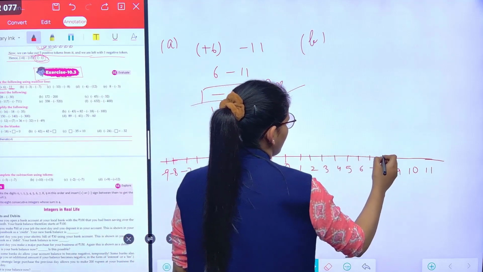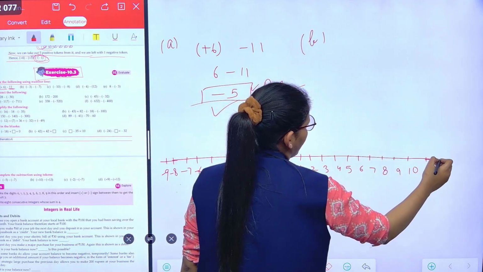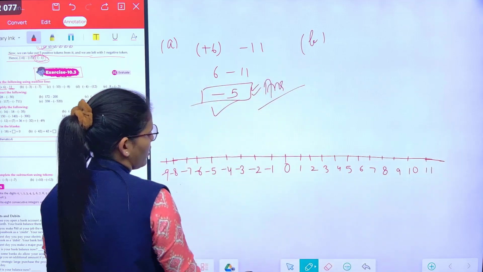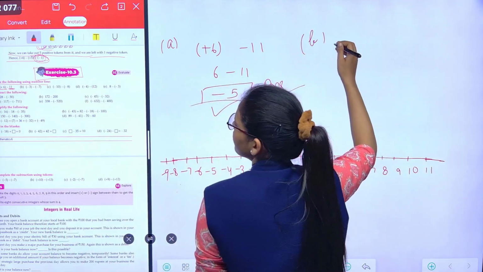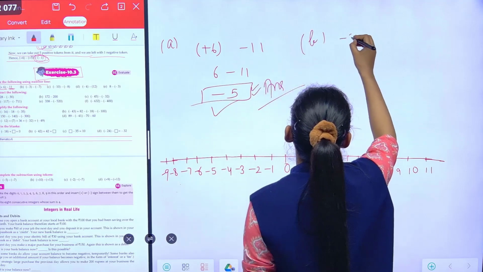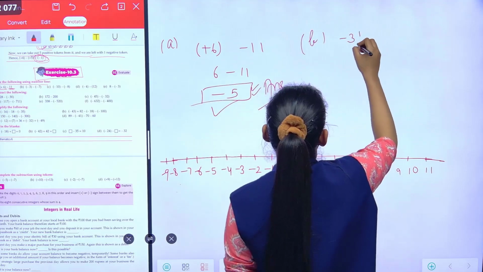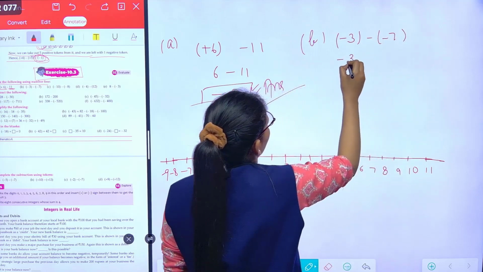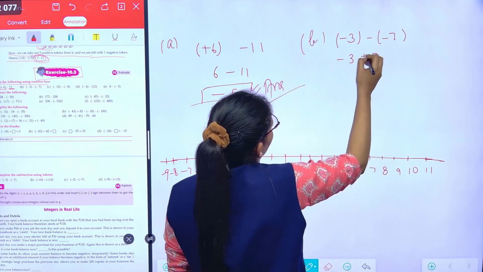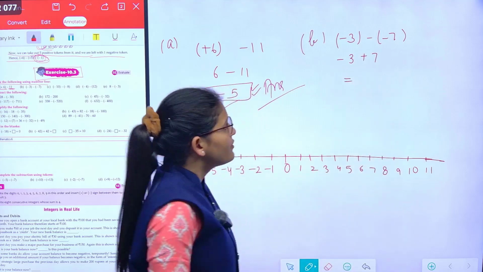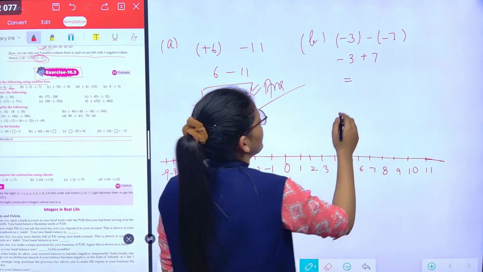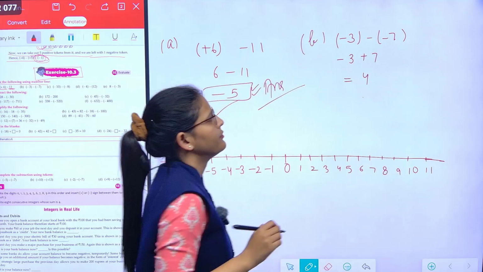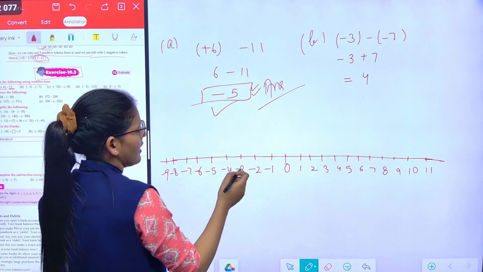Yes class, like this you have to make the number line properly. Now class, you can see here the question is minus 3 minus minus 7, plus minus 3 minus minus plus 7. Now class, minus 3 plus 7, that is 4.